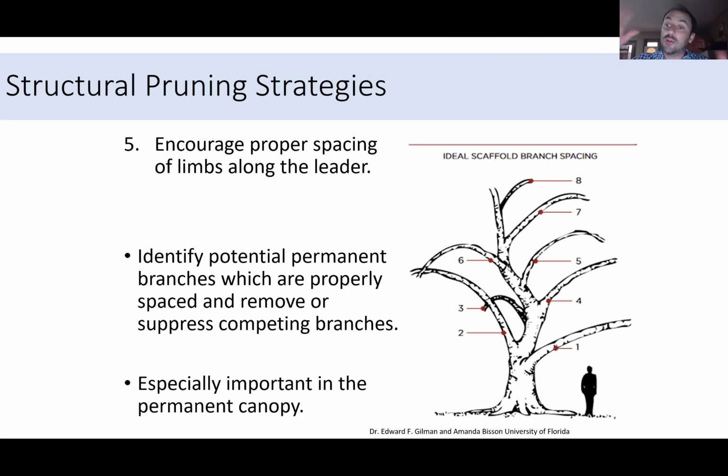Now, if aesthetically you want to try to balance the tree when it's smaller, you know, whatnot, that's fine. But it's not super important for the long-term health of the tree to worry about spacing on a very young tree.